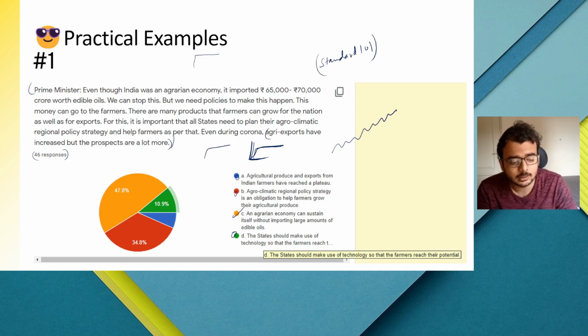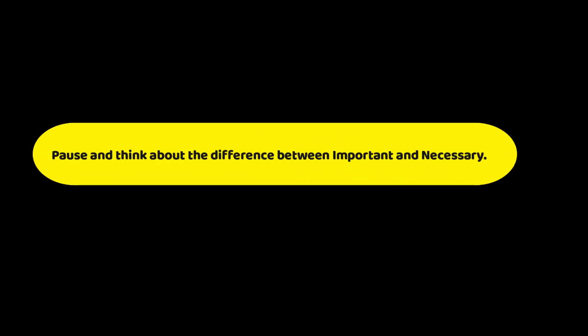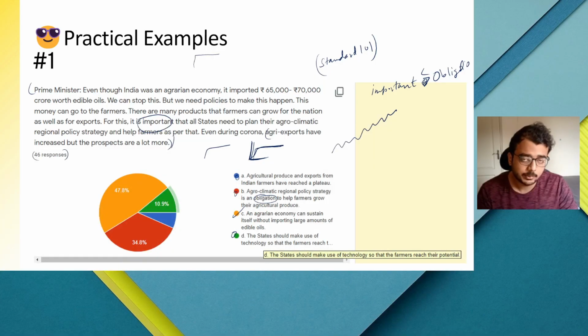ठीक है? B is incorrect for the reason that यहाँ पे देखना, यहाँ पे obligation लिखा हुआ है कि agroclimatic regional policy strategy is an obligation to help farmers, whereas in the author's opinion, this is important. We are comparing important with obligation over here. Okay, now if you compare important and obligation, understand कि if something is important, it is not necessary कि it is necessary. Are you understanding?